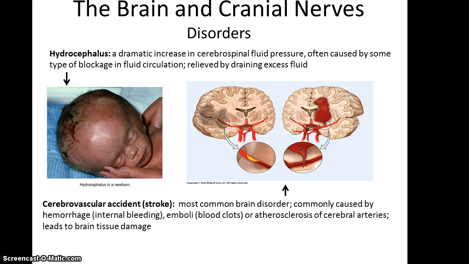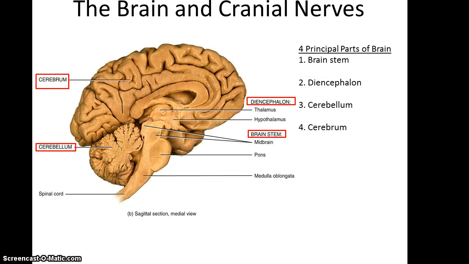Another type of disorder is the cerebral vascular accident, or what we would more commonly call a stroke. And this is the most common brain disorder, and it can be caused either by hemorrhaging, aka internal bleeding. A blood vessel pops, basically, leading to less blood going downstream and an increase of pressure where that blood is. Or it can be caused by a blockage in the artery going to the brain, either by an embolus, which is a blood clot, or atherosclerosis of the cerebral arteries. And this will then mean that important nutrients aren't getting to the brain, and the brain starves and dies in that area.